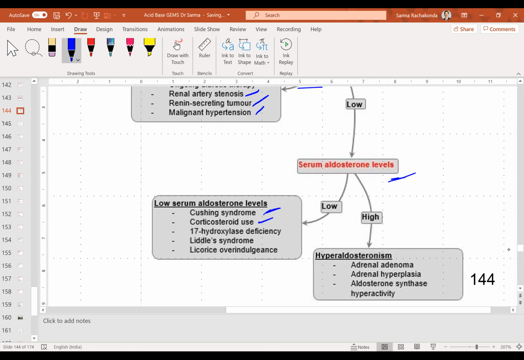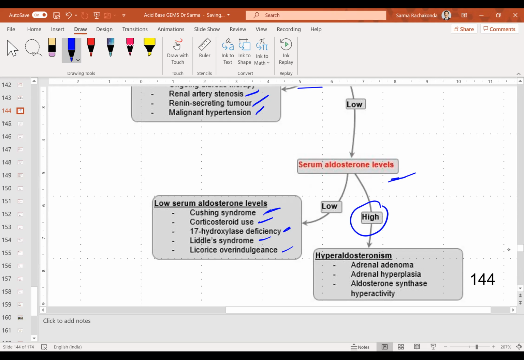Corticosteroid outside use, or there is a deficiency of 17-hydroxylase. Very rarely, licorice, Liddle syndrome. Very simple. Then if the aldosterone levels are high, I know the hypertension that I got in this patient associated with metabolic alkalosis is because of aldosterone excess.